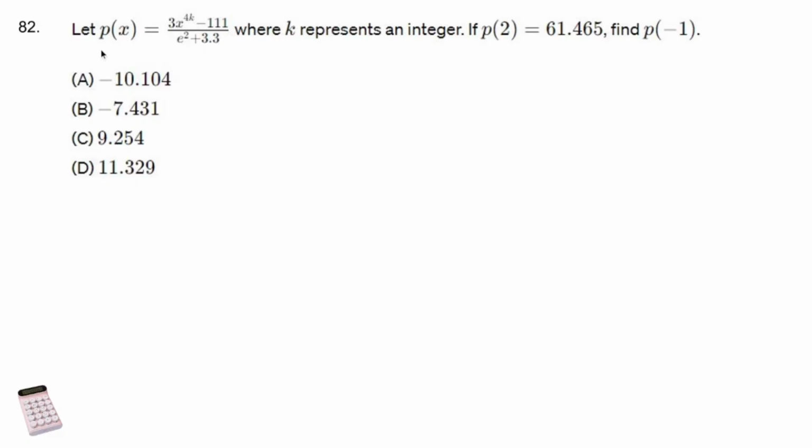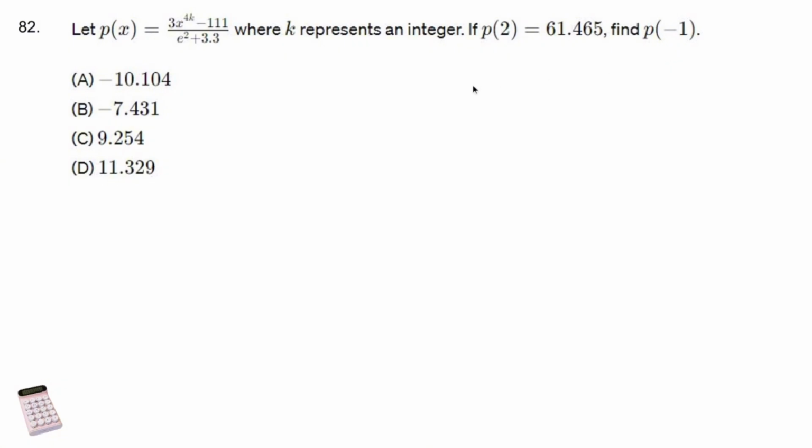This is going to be terrible. Let p of x equals 3 times 2 to the 4k minus 111, all over e squared plus 3.3. K represents an integer. If p of 2 equals 61.465, find p of negative 1.